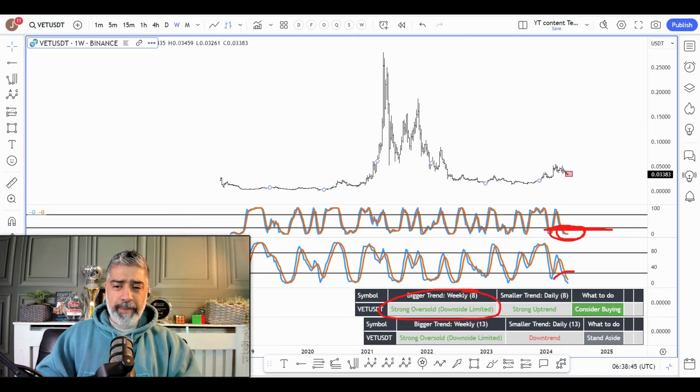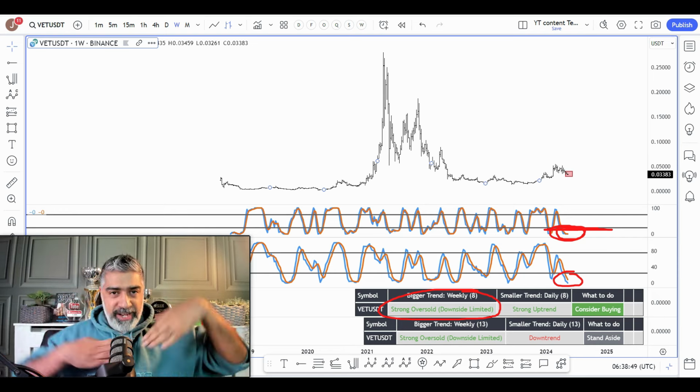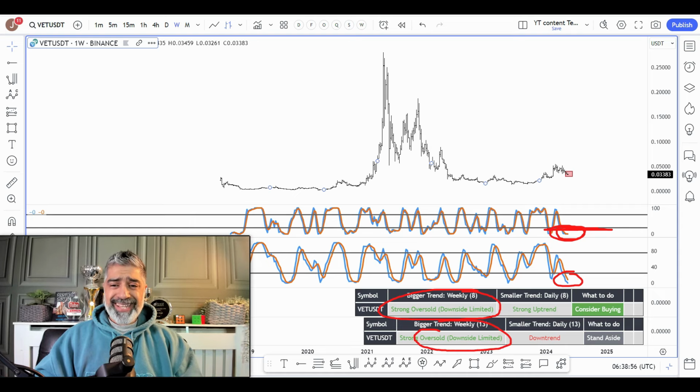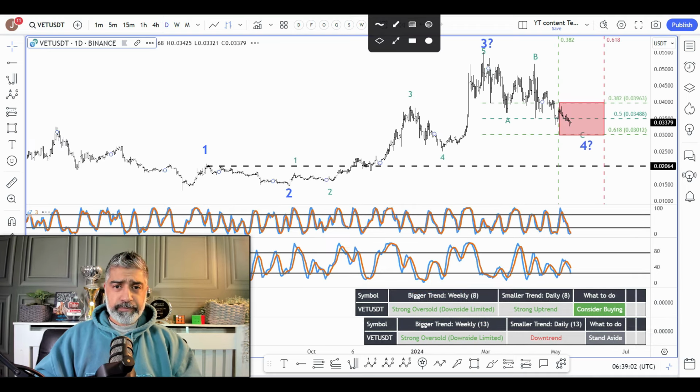And the 13 look back, which is basically a slow look back of measuring the rate of change, which is the acceleration and deceleration of the market, is also oversold. And when it's oversold, it tends to correlate with a low in the market. So that's what we mean. That's what that dashboard is telling us. It's telling us that the weekly momentum is oversold.